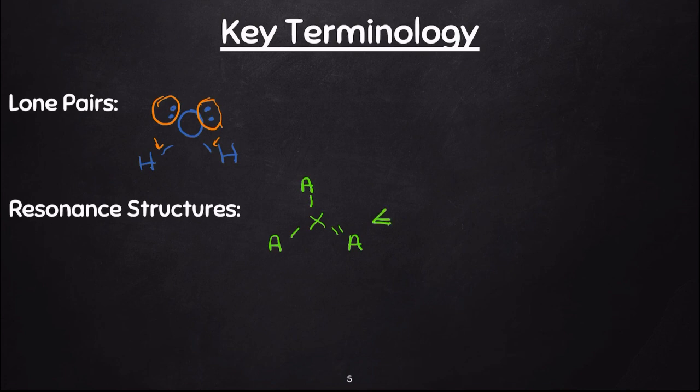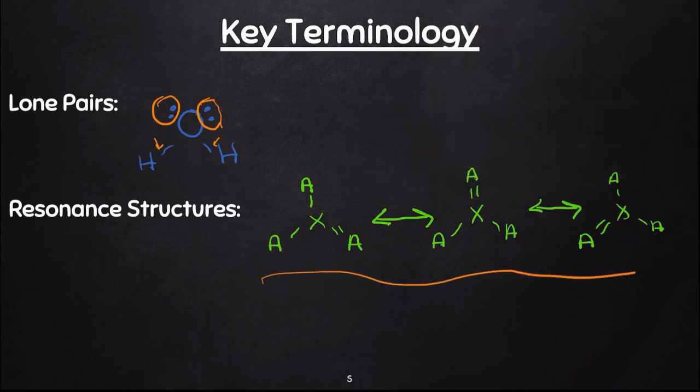Now, this can be drawn in a couple of different ways, and this is because electrons tend to wander, which means that there's more than one way to draw a Lewis dot diagram for a single molecule. So we can see here that it could be doubly bonded to A here, and then singly bonded to A here, and singly bonded to A here, but then it could also be drawn as X singly bonded to A here, singly bonded to A here, and then doubly bonded to A here. So these are our resonance structures, and it is basically multiple different ways to draw one Lewis dot diagram in order for it to be completely accurate.